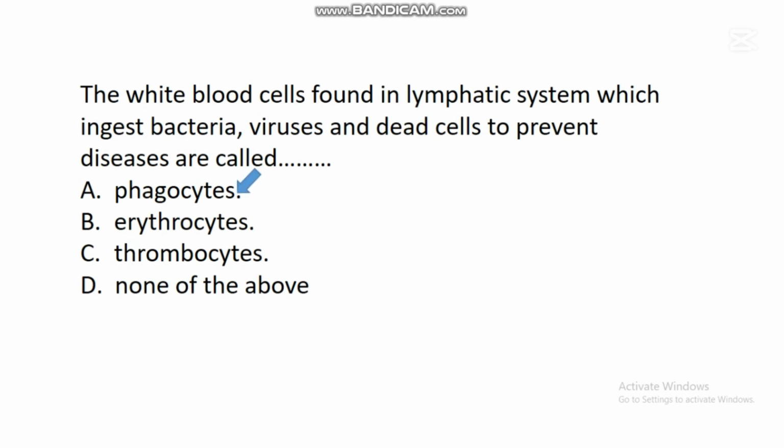Phagocytes. So these phagocytes are white blood cells produced in the lymphatic system, and they help in ingesting bacteria, viruses, and other microorganisms or other harmful organisms that cause diseases. So when they arrest these harmful organisms that cause diseases, they will prevent the diseases they cause.